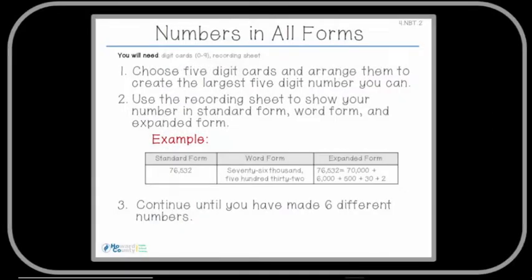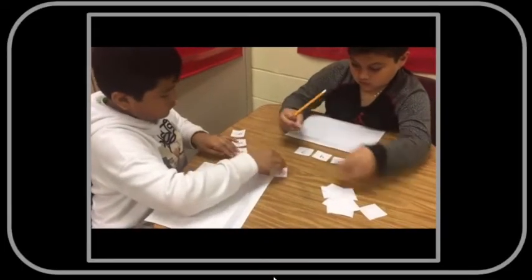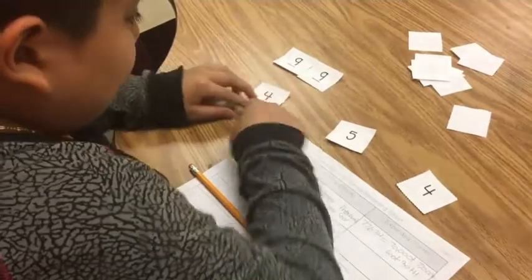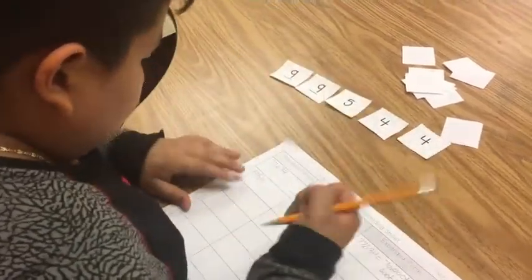The upcoming videos will share a few ideas, games, and tasks that encourage students to read and write numbers in different forms, as well as evaluate the value of each digit. In Numbers in All Forms, students select 5 cards and then create the largest number possible. They then write this number in standard, word, and expanded form.